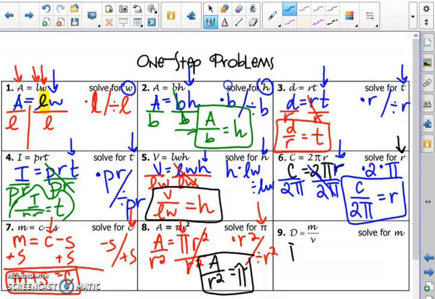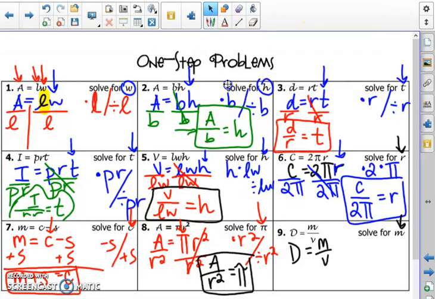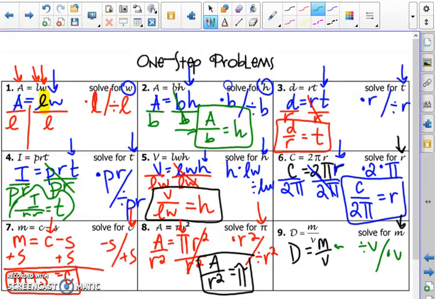All right, for this last one, D is equal to M over V. So there's our density formula. Recognize that from science. We're going to solve for M. Well, M is currently being divided by V. So what's the inverse of divide? Multiply. So let's multiply this side by V, multiply this side by V, and we have DV, so D times V, is equal to, those cancel, M.